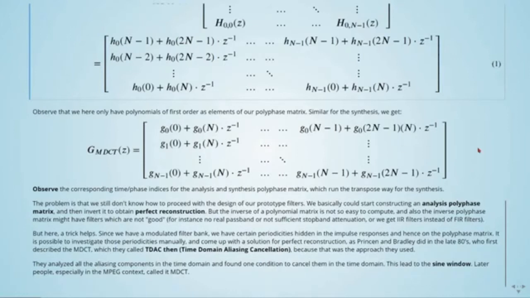But here we can apply a trick that will help. Since we have a modulated filter bank, we have certain periodicities hidden in the impulse response and hence in the polyphase matrix. It is possible to investigate those periodicities manually and come up with a solution for perfect reconstruction. As Princen and Bradley did in the late 80s, who first described the MDCT, which they called the TDAC, the time domain aliasing cancellation, because that was the approach that they used. They analyzed all the aliasing components in the time domain and found one condition to cancel them in the time domain. And this leads to the sine window. And later, people, especially in the MPEG context, called it the MDCT.